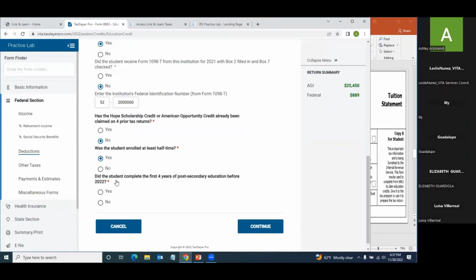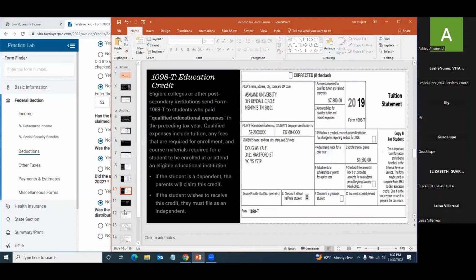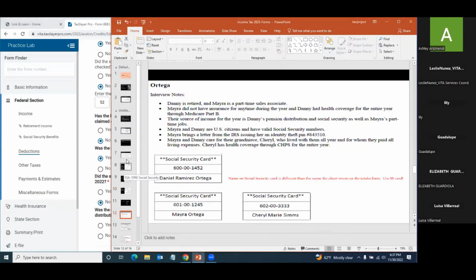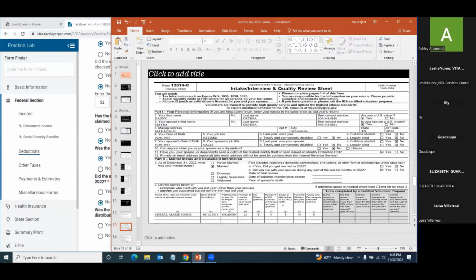Okay. Did the student complete the first 4 years of post-secondary education? We're gonna put no because we're doing the first. Now, on the application, it states, where's the application? It would state here if they were a full-time student, it would have yes. And for this purpose, we are saying yes, because I'm trying to show you how to do the 1098T.